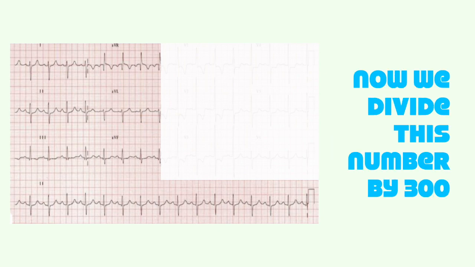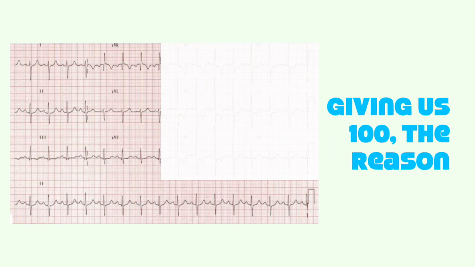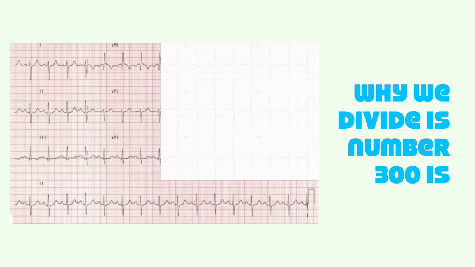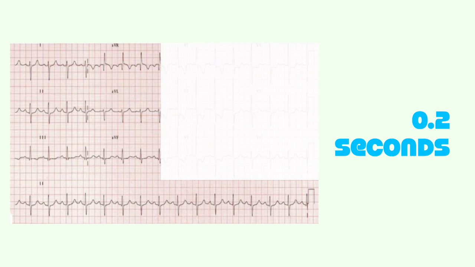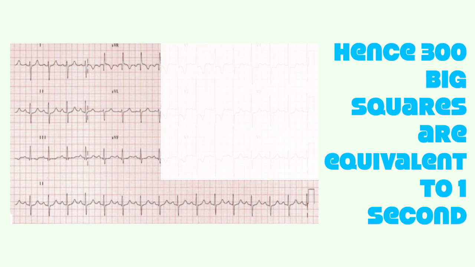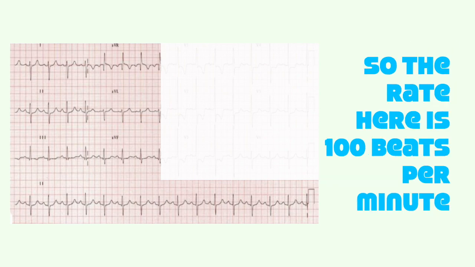Now we divide 300 by this number, giving us 100. The reason why we divide 300 by this number is because each big square is equal to 0.2 seconds, hence 300 big squares are equivalent to 1 minute. So the rate here is 100 beats per minute.